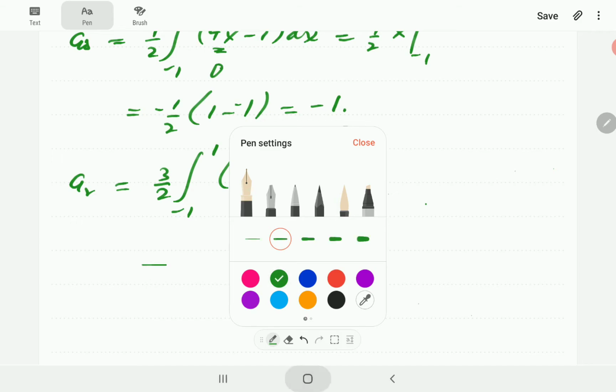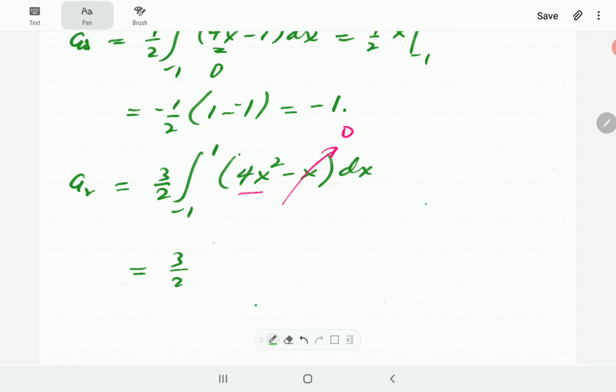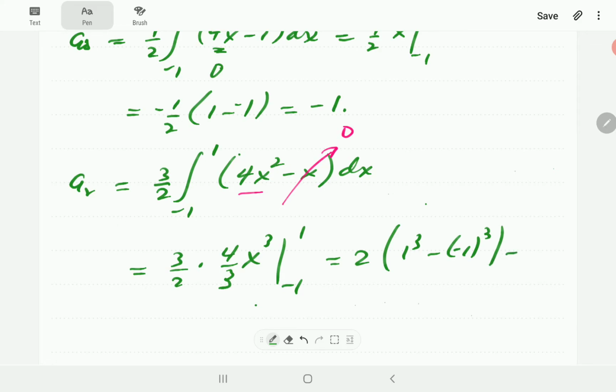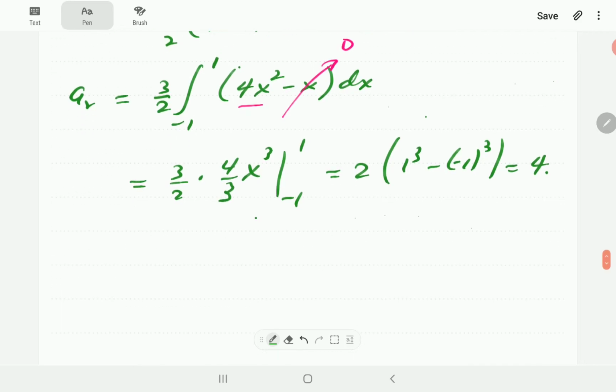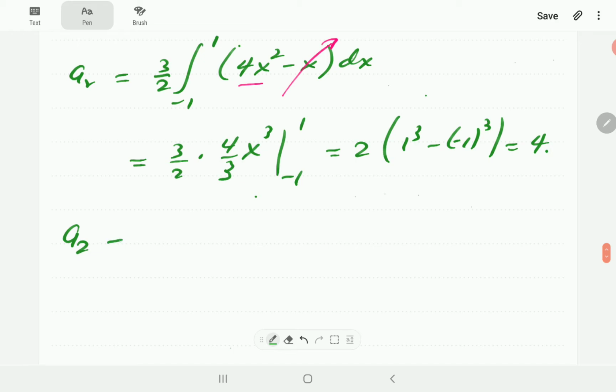And so if we integrate that, it's going to be 3/2 times 4/3 x cubed from minus 1 to 1. So that's going to be 2 times 1 cubed minus negative 1 cubed. So this is going to be 4. So that's a1. Then a2 is going to be 5/2.